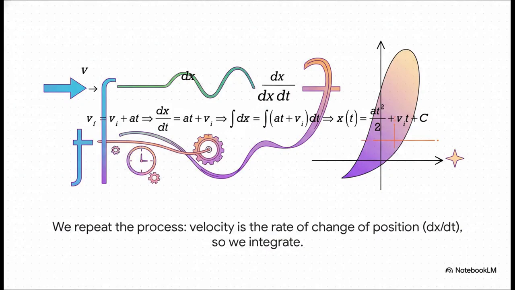Okay, round 2. We're using the exact same logic. We start with a definition. Velocity is the rate of change of position. So what do we do? We take that entire velocity equation we just built, the whole thing, and we hit the rewind button again. We integrate it to find position.